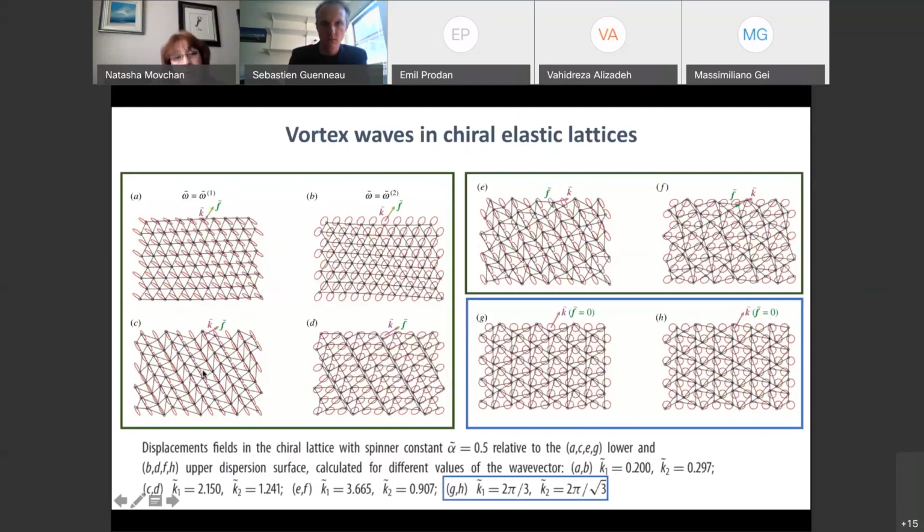The parts C and D correspond, again, to the case when k and f are parallel, but here vector k is no longer small. And we can see that we also have elliptic trajectories. They are somewhat different compared to the case of a small value of k. Now, in parts E and F, we have just a general point k in the k1, k2 plane, and here vectors k and f are non-parallel to each other.